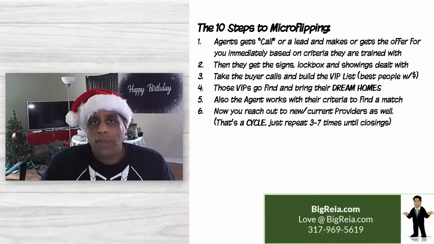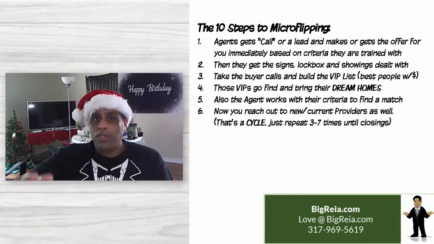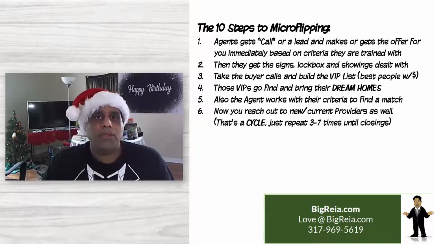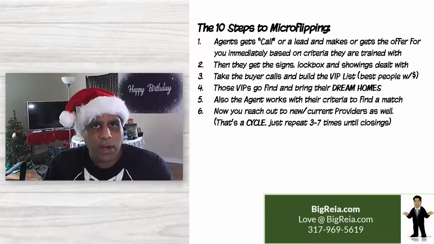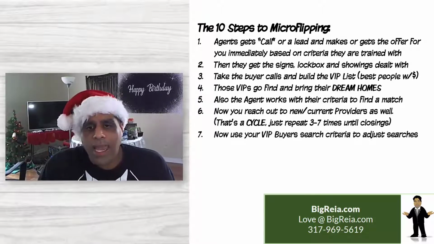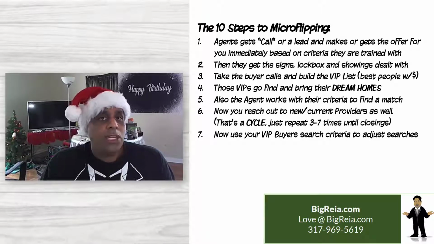That's one cycle. You do that 3 to 7 times before you close your first deal. And once you close your first deal, it's going to be boom, boom, boom. You want them closed every day, every 2-3 days, maximum a few times a week. This is the process you want to go through, steps 1 through 6, right? So number 7, now use your VIP buyer's search criteria to adjust your searches.